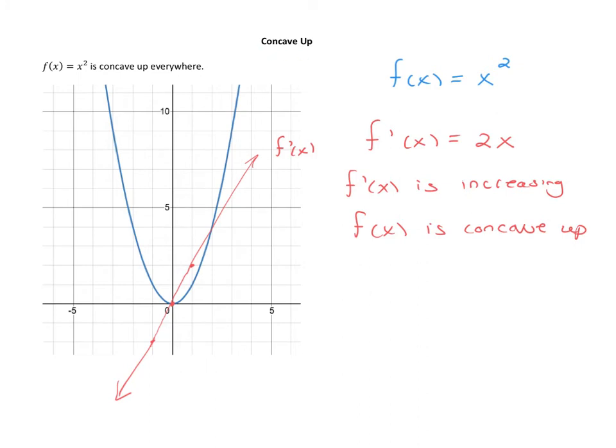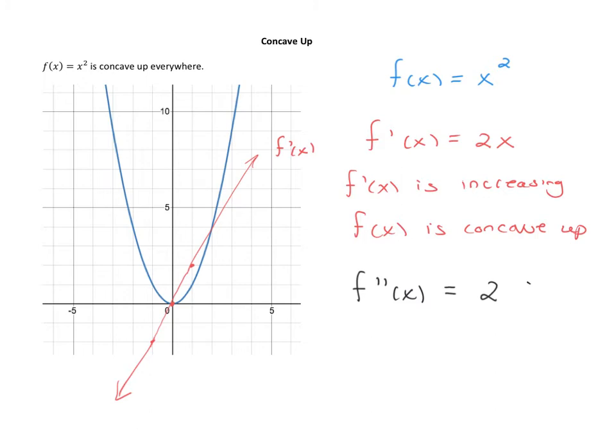But there's a better way that you can determine concavity, and it isn't by using the first derivative, but by using the second derivative. So what is the second derivative of the function f of x equals x squared? The first derivative was 2x, and the derivative of 2x is the second derivative, and that is just the number 2. Why is it useful to look at this?